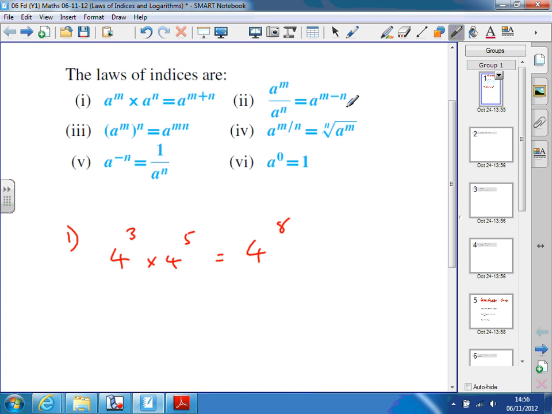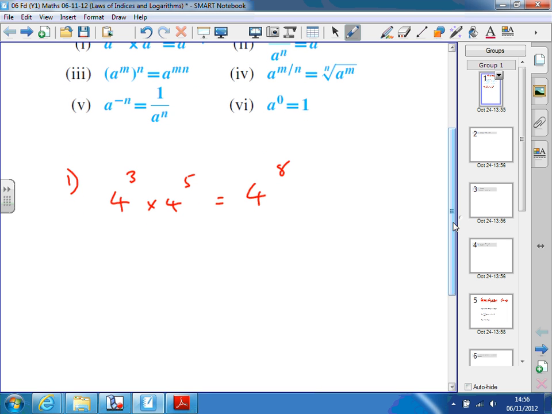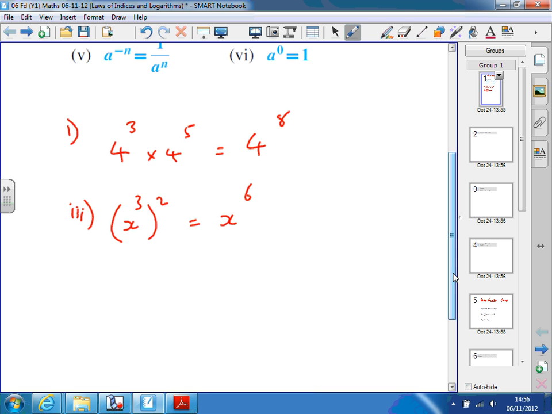If we look at number 3, for example, a to the m, so something like x cubed and then squared, you multiply the powers together, so we get x to the power 6. And then divide, and then we get some interesting ones come along.